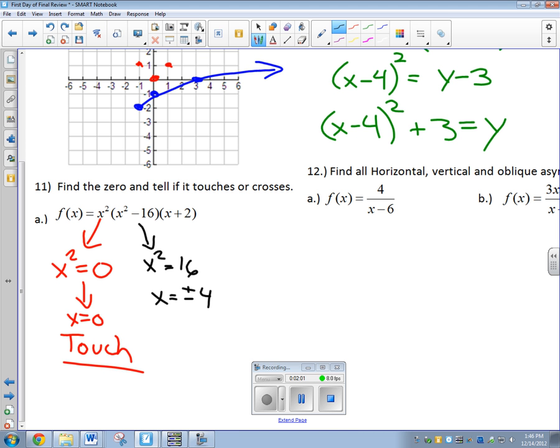Why is it crossing? Not, I got a 2 exponent. Why isn't it touch? It's the outside number that we're looking at. It's 2 different points, 4 and negative 4. We're looking on the outside right here. Since it's a 1 on the outside, we know they are both going to be crosses. It's going to cross at 4. It's going to cross at negative 4. And then my last one is x plus 2. So I'm going to set x plus 2 equal to 0. I get x is equal to... touch or cross.